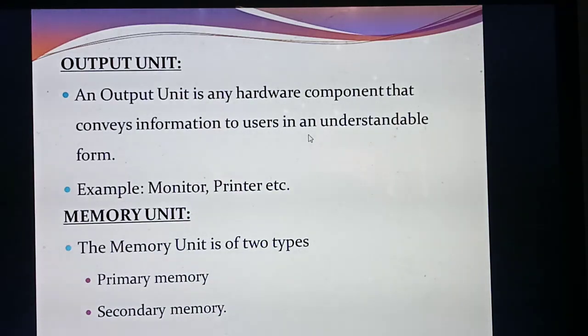Okay, so what are the examples of output unit? Monitor, printer. With a printer you can take a printout. With a monitor you are able to see it, isn't it? So what's the last unit? The output unit is a hardware component mainly used to convey information to whom? Users, in an understandable form. What are the examples? Monitor and printer. Okay, so input unit over, inside the CPU arithmetic logic unit over, control unit over, output unit over.